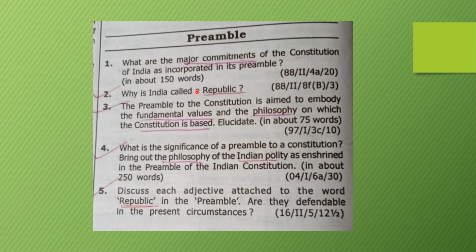So these are the main questions. Let me read them. What are the major commitments of the Constitution of India as incorporated in its preamble? Why is India called a Republic? The preamble of the Constitution is aimed to embody the fundamental values and philosophy on which the Constitution is based. Elucidate. What is the significance of the preamble to a Constitution?